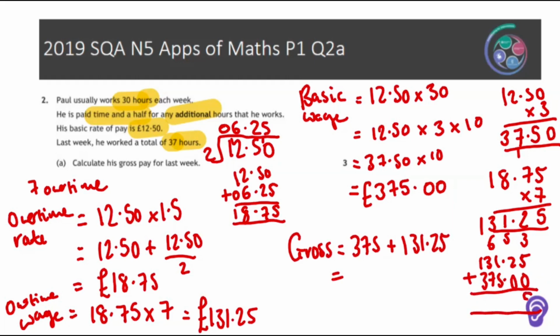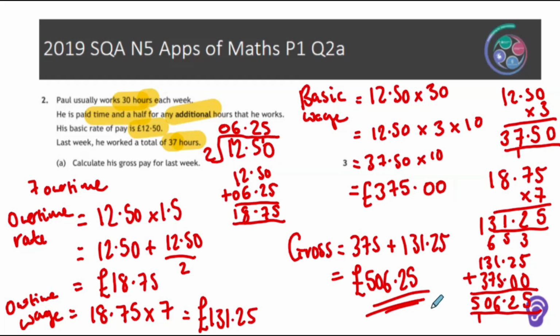That'll give me 5 plus 0 is 5, 2 and 0 is 2, 1 plus 5 is 6, 7 and 3 is 10, and then 3 and 1 is 4, add another 1 is 5. So I've got £506.25. All I'm going to do is go back, double check, have I dealt with all the information, have I answered the question, dealt with the 30 hours, time and a half, the additional hours was his overtime, his basic rate, and his 37 hours I've dealt with. Calculate his gross pay for last week, that's exactly what I've worked out. So I'm happy with that question.